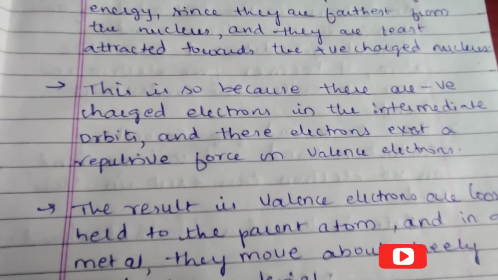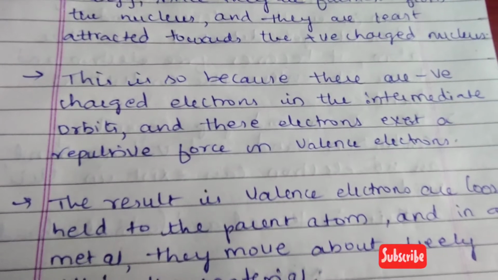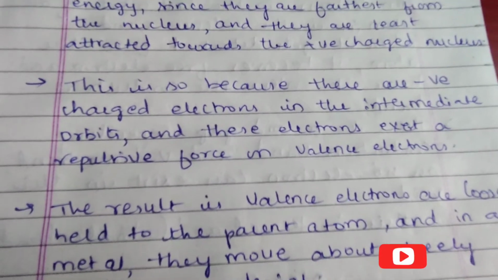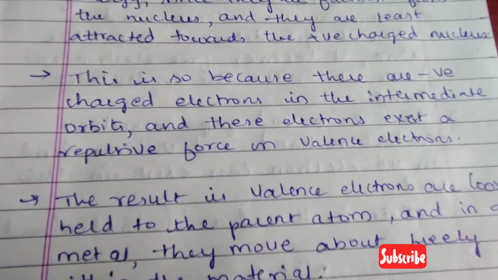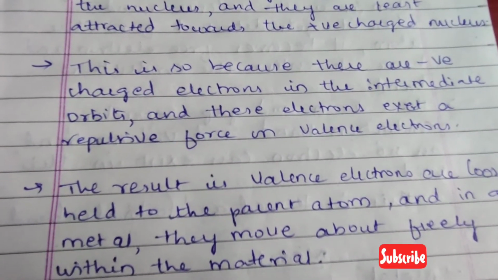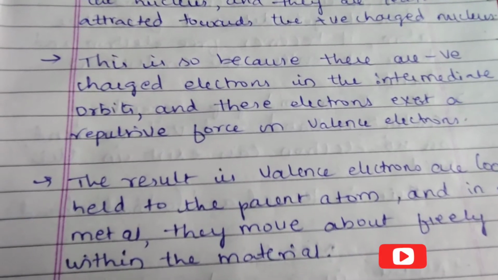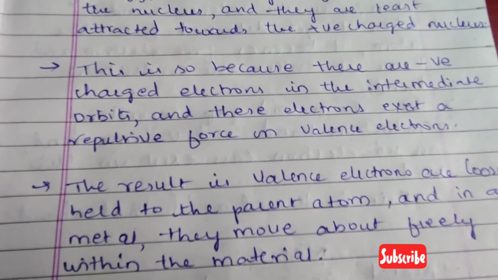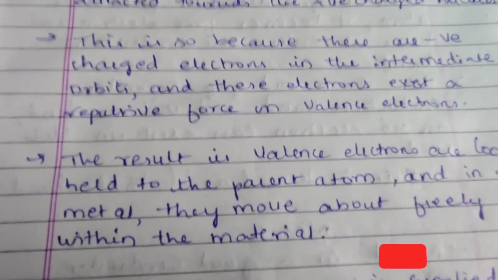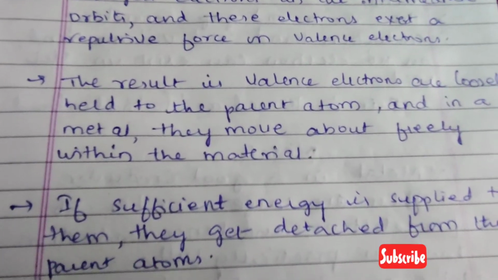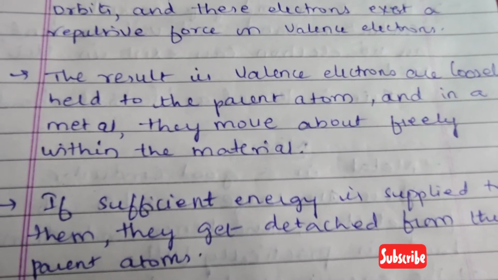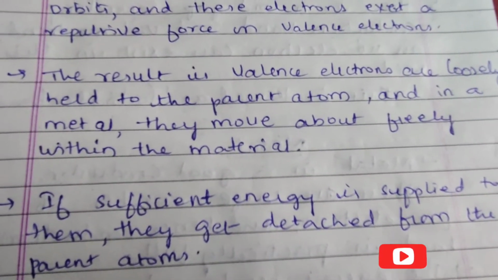This is so because there are negatively charged electrons in the intermediate orbits, and these electrons exert a repulsive force on the valence electrons. Like I said, in the nucleus positive charge is there, and the valence electrons are in the orbits away from the nucleus. What charge do these electrons have? Negative charge, right? So between these two, positive and negative, there will be some repulsive force on the valence electrons. Because of this, the valence electrons are loosely held to the parent atom, and in a metal they move about freely within the material.